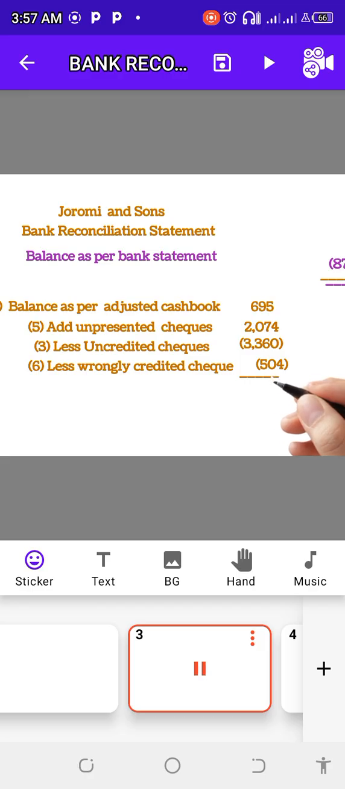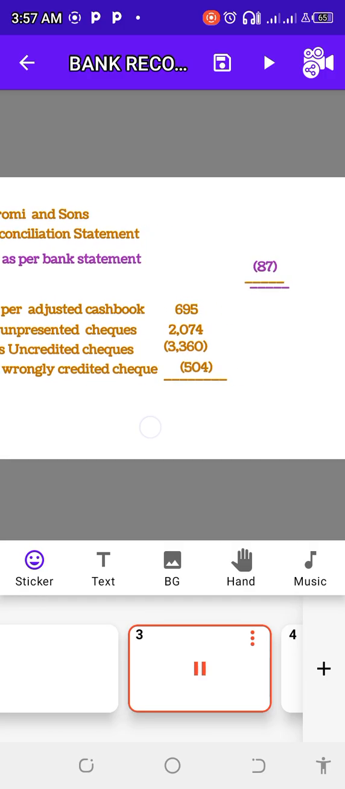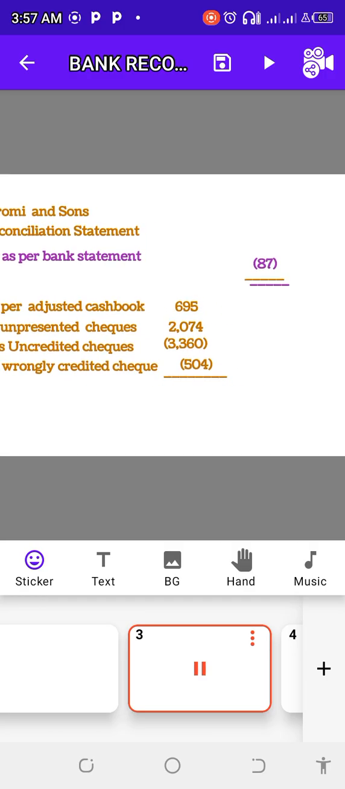Now, by the time you add 695 plus 2074 minus 3,360, which is uncredited check, minus $504, we have exactly what we have in the bank balance. And what we have in the bank balance is the one up, which is the one written in pink, just to show that it has reconciled.